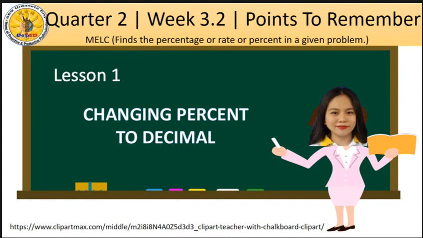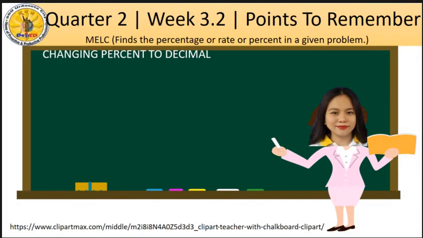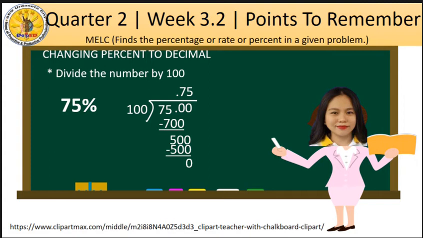Let us now proceed to lesson number 1 on week 3.2, which is changing percent to decimal. In this video, we are going to talk about how to convert percent into decimal. One way is to divide the number by 100. For example, let's convert 75% to decimal. If we divide 75 by 100, it will give us 75 hundredths.